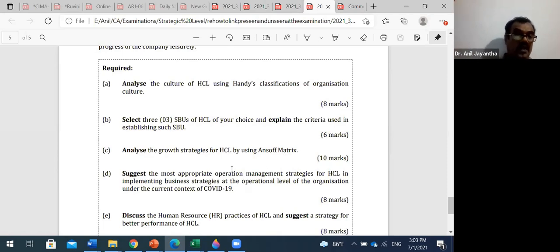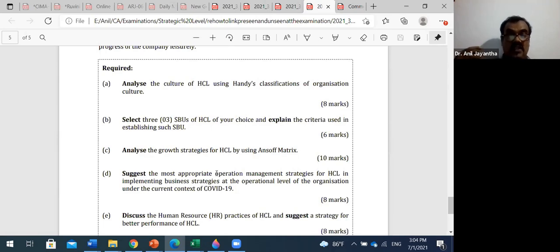That is the way. The next one, the D question, says, suggest most appropriate operation management strategies. Just see, operation management strategies. It's not the corporate level. Operation management strategies for HCL in implementing business strategies at the operational level of the organization under the current context. While you're reading it, without reading the pre-seen and the unseen body text, the advantage of reading the questions asked in the required section first is that automatically it gives you a signal: most appropriate. Okay, so we'll select it later.